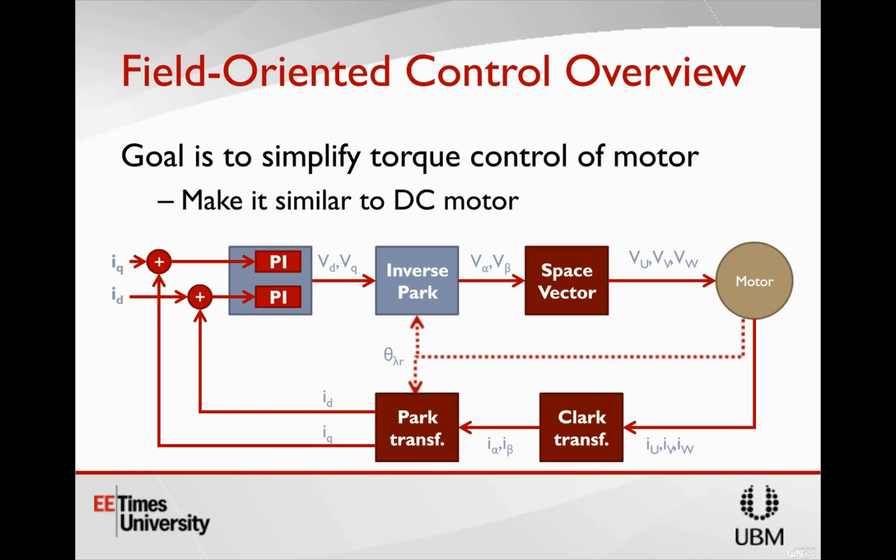So the output of this Park transform is 2 vectors. There's the D vector, which is called the direct vector, and that's aligned with the rotor magnetic angle. So that vector is exactly equal to wherever the position of the motor rotor is, as represented by the theta here in the diagram. And then the quadrature vector is always placed 90 degrees from the direct vector. So this way it's quadrature, it's 90 degrees relative to that vector.